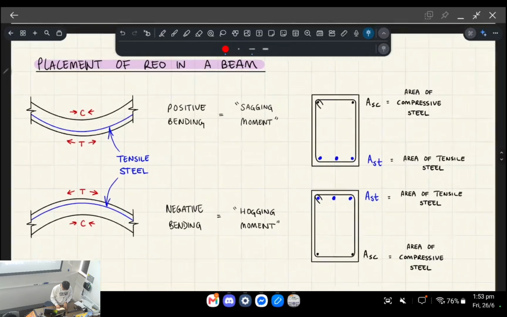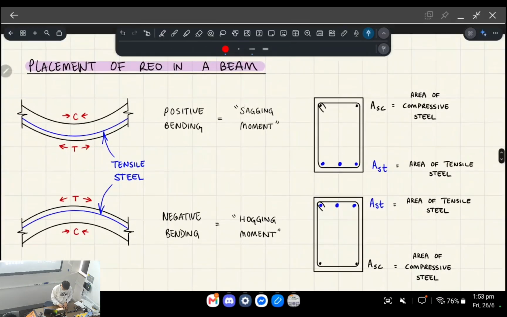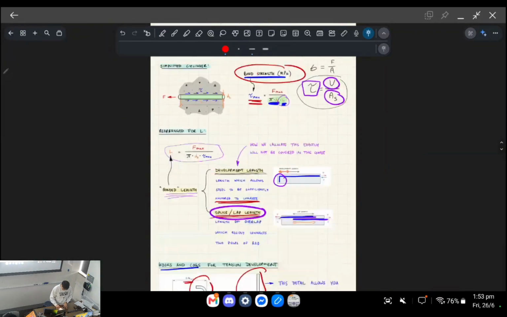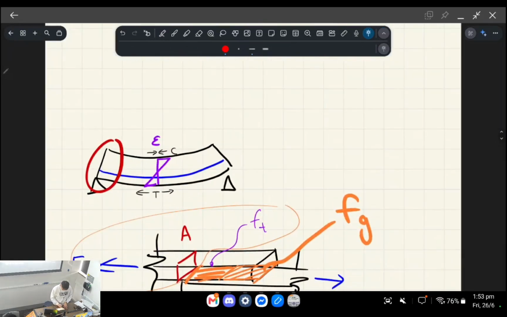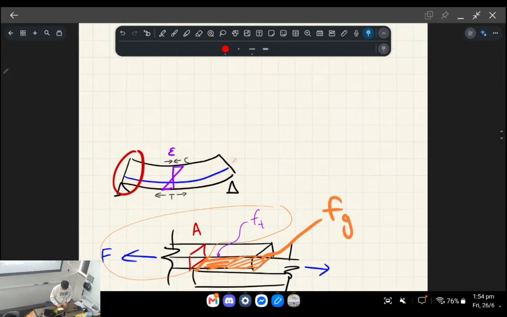Placement of rebar in a beam, okay? So if you think about positive and negative bending, like I drew a second ago, if you've got a beam in bending and there are gravity loads pushing down on it, the tension side will be the bottom and the compression side will be the top. So I want you to think about the compressive reinforcement.